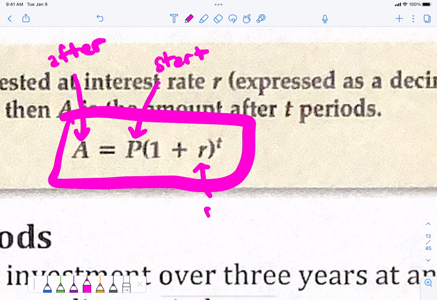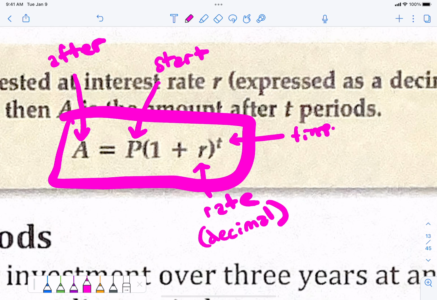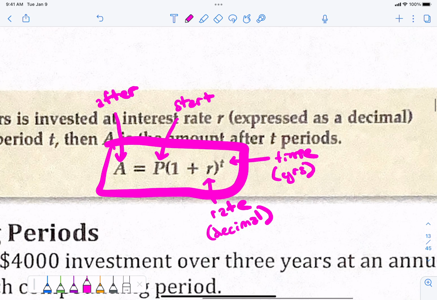R is the interest rate, but we need to make sure it is written in decimal form, okay? Not in percentage. They will give it to you as percentage. You got to move the decimals. And T is time, usually in years, okay? So T is time, usually in years, unless they specify otherwise. If they say months to begin with, you're in months, okay? So there is that. This is the formula for compound interest.